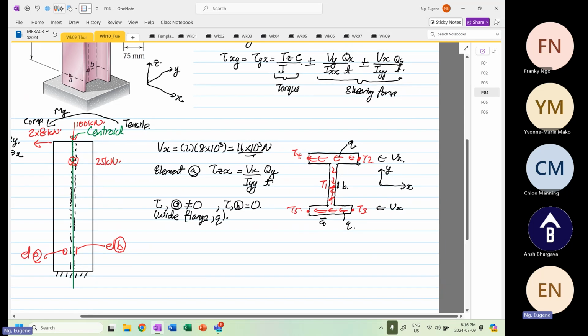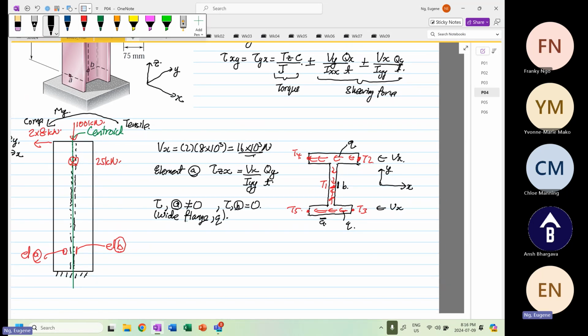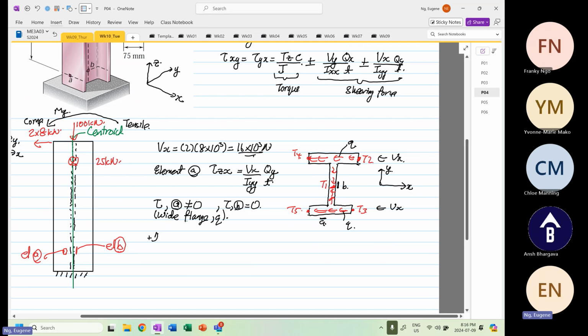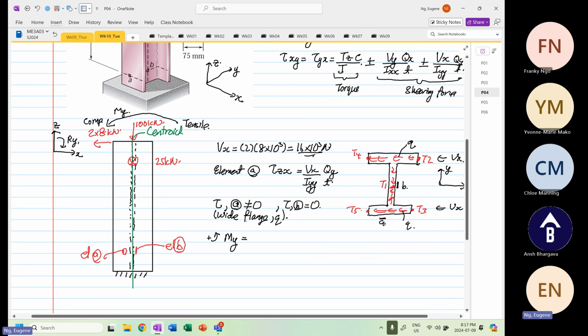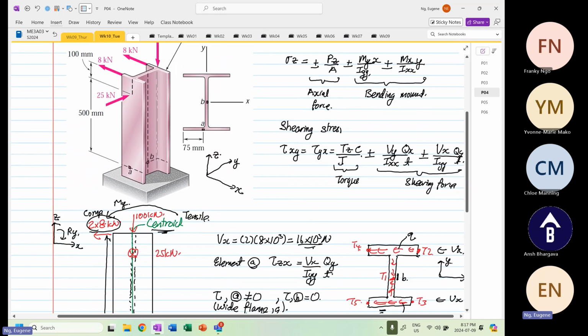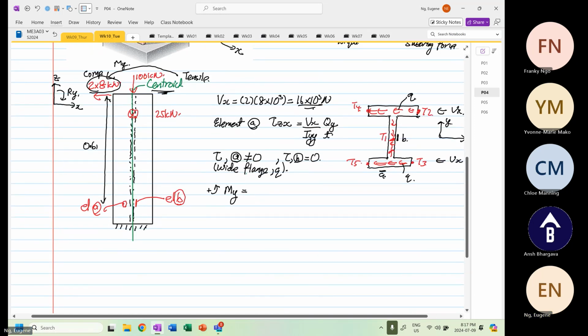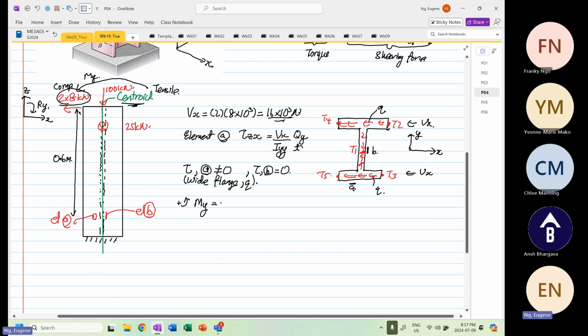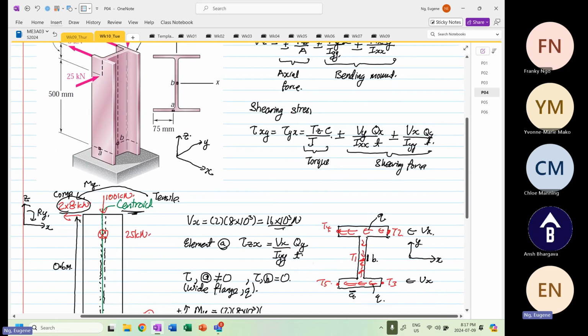So the next thing we know is that there is a moment about Y, and we are going to assume that anti-clockwise is positive. So moment about Y will be equal to, if you look at the twice of 8 kilonewton, it's perpendicular to the centroid. So the distance taken has to be the distance from the applied force to the element, which is equal to 0.6 meters. So moment about Y will be equal to twice 8 times 10 to the power 3, multiplied by the distance, which is 0.6.